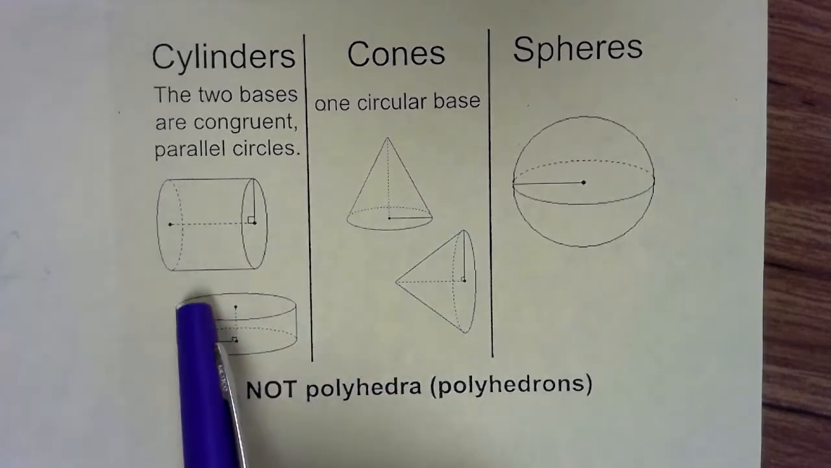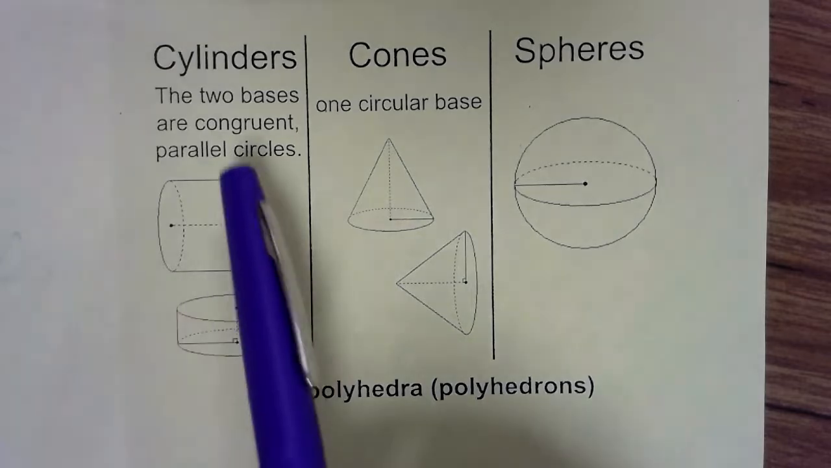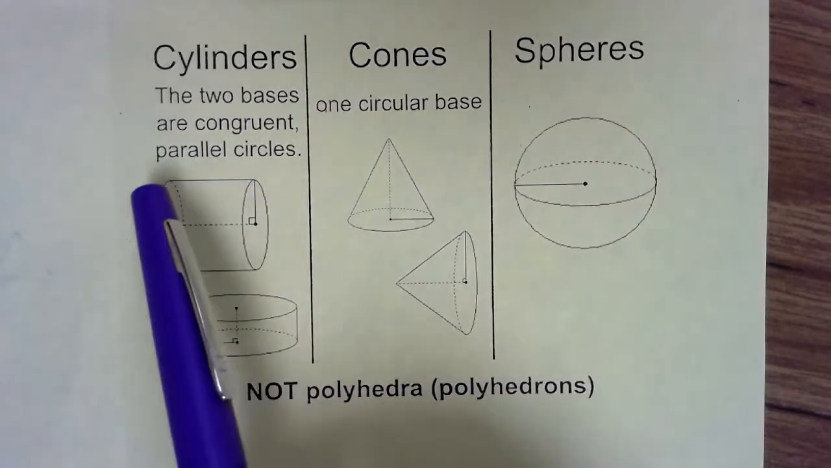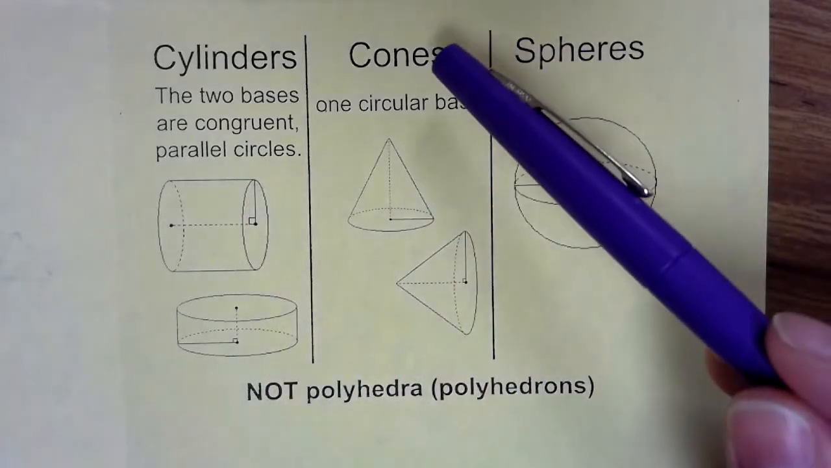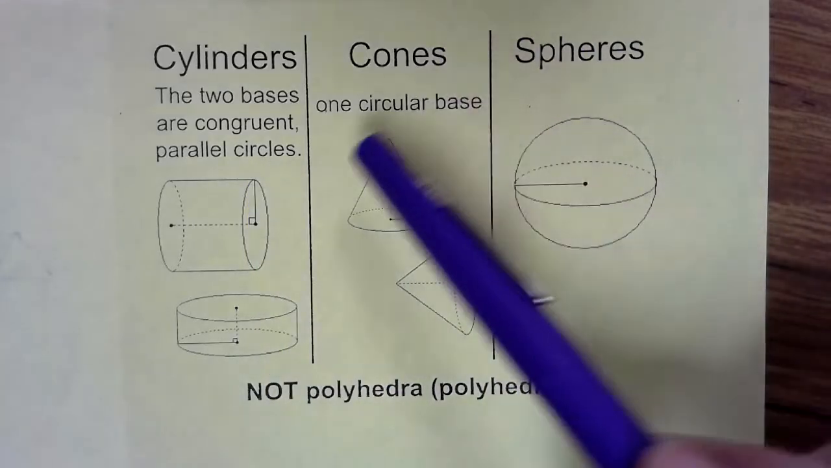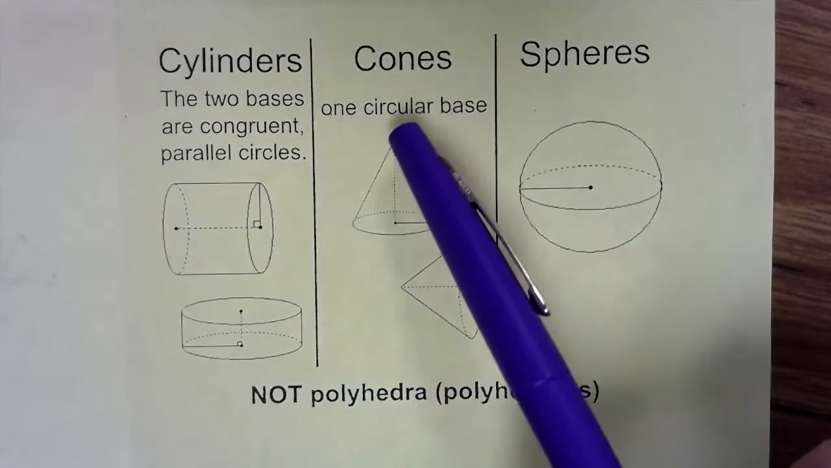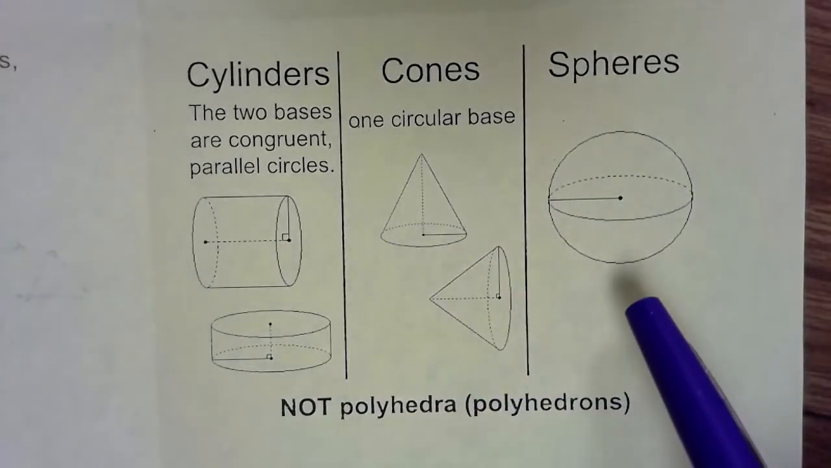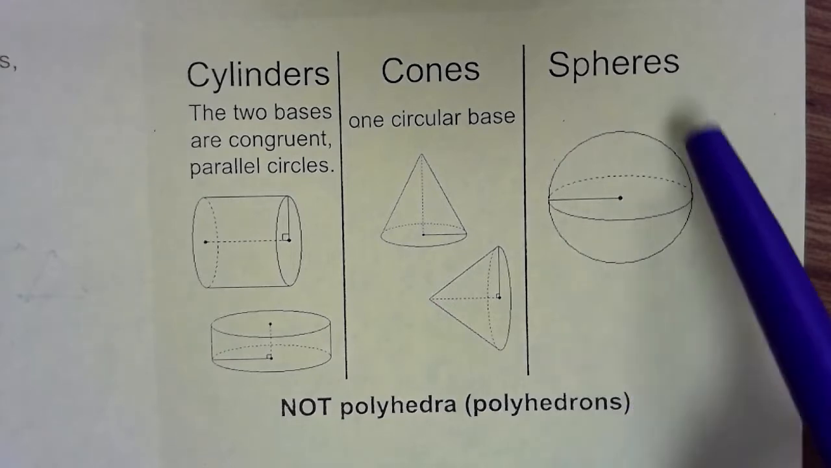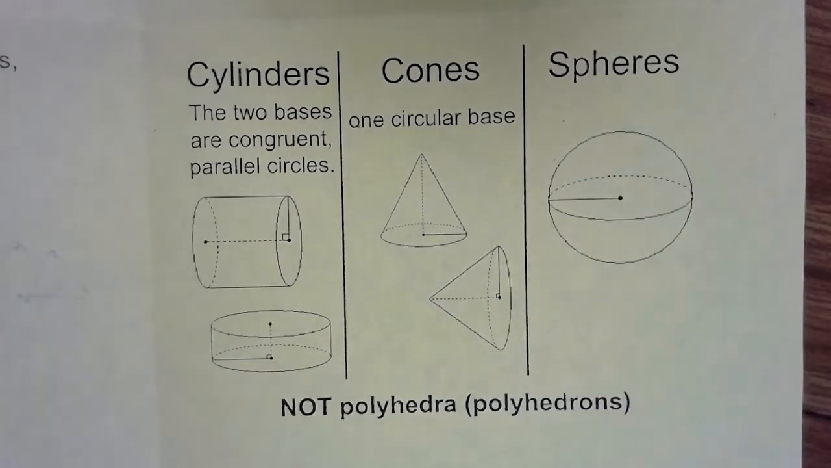Okay, so we've got cylinders. Cylinders should remind you of prisms in that they have 2 bases that are parallel and congruent, but the bases will always be circles. Cones, that should remind you of pyramids in that there's just one base, but your base will always be a circle. And then a sphere is kind of out there on its own. It's its own little category of fun. So that sphere is just kind of like a ball.